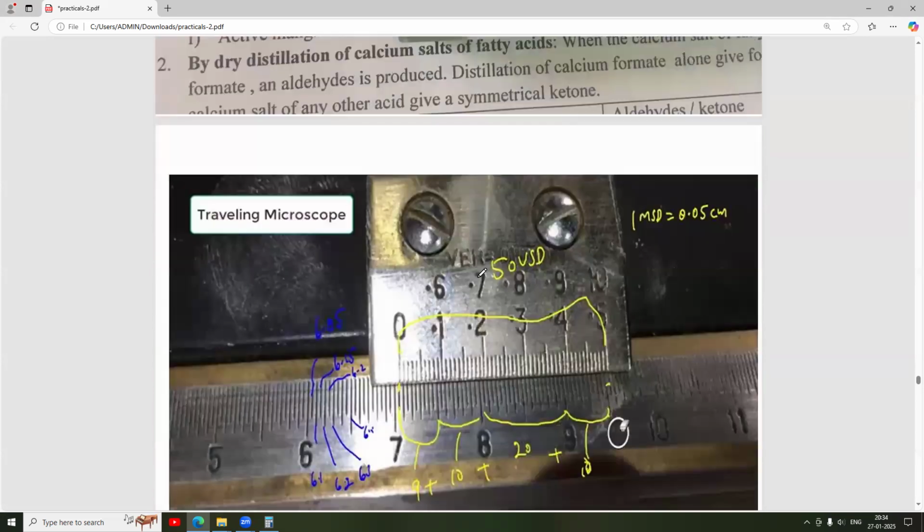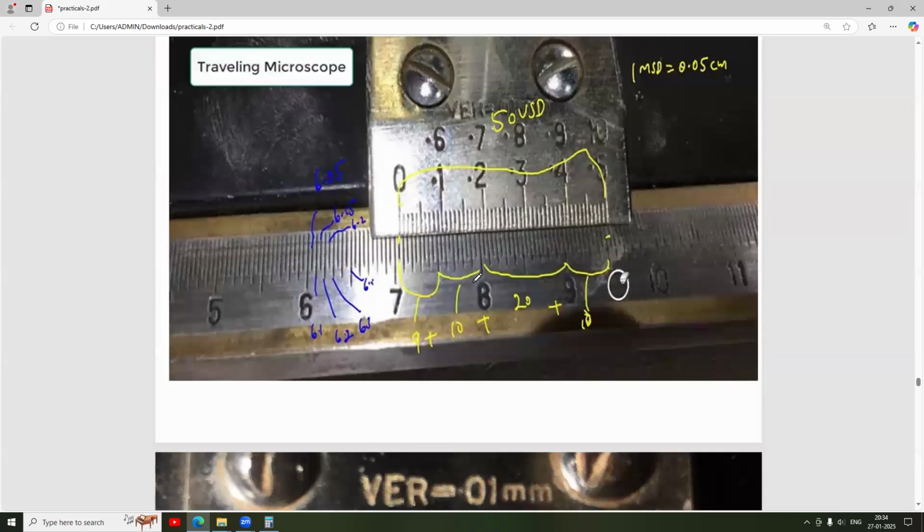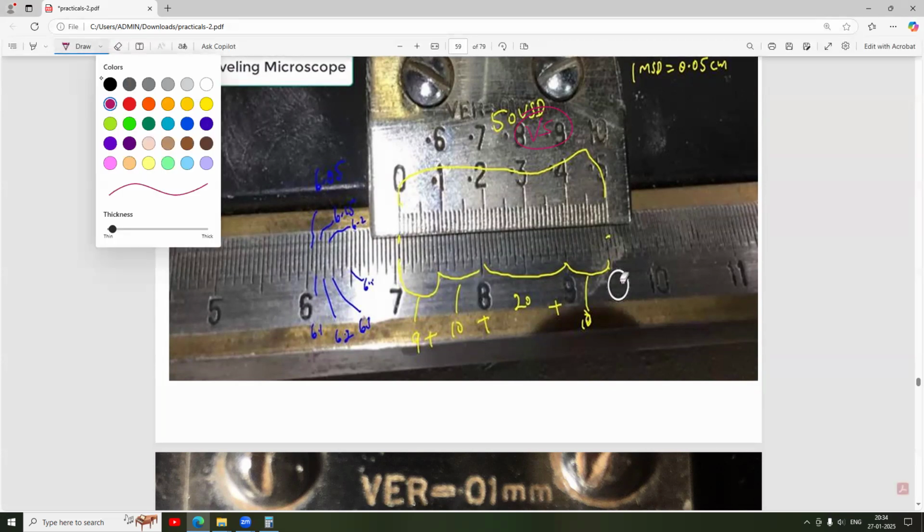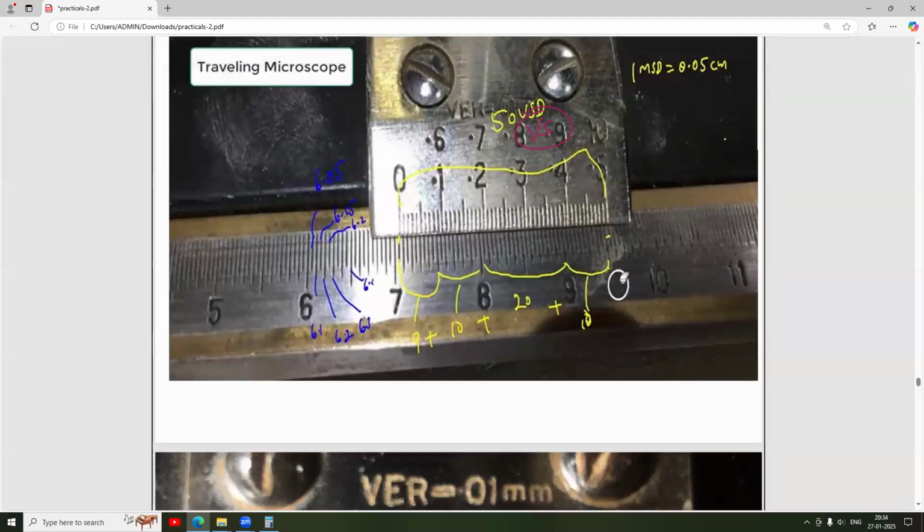Now, while taking the readings in the traveling microscope, this is the vernier scale. You know this. Okay, I'll change the color. Yellow, yes. Now remember these readings. You have to take care that this is the vernier scale, and in the vernier scale this is 0, this is 10. That's what you have to treat. This is 20, not 0.2. This is 30, 40. There are 50 lines in the traveling microscope vernier scale.